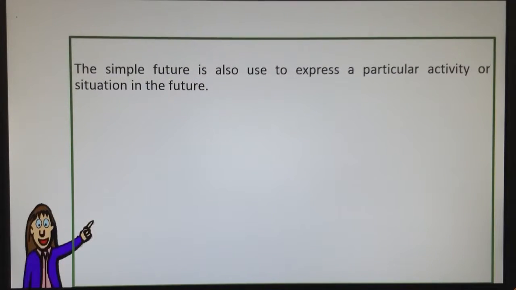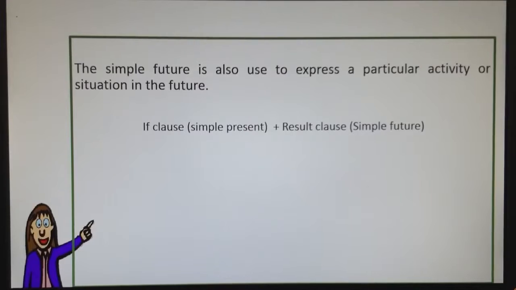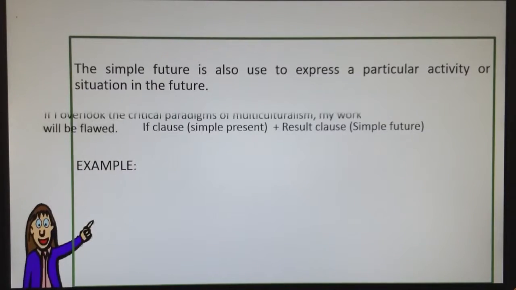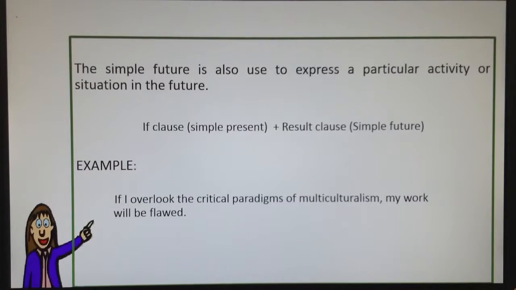The simple future is also used to express a particular activity or situation in the future. In that verb form, you use the if clause in simple present and result clause in simple future. For example, if I overlook the critical paradigms of multiculturalism, my world will be flawed.